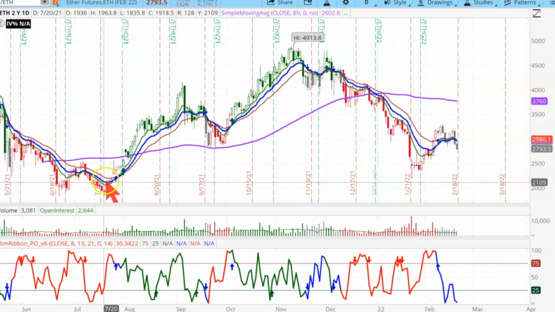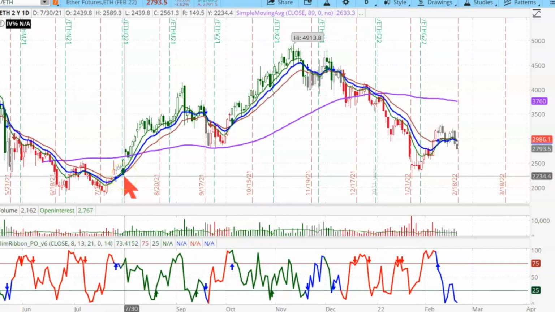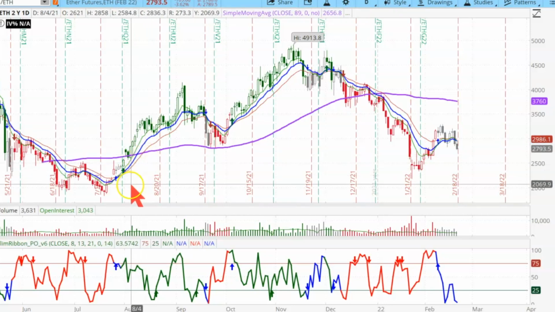The slim ribbon, if you don't have this, is an indicator that's free. You can get this by downloading it from our site for the Thinkorswim platform. It's also available on other charting platforms, Wealth 365, where you can put this on, and also TradingView. We'll be adding it to other platforms moving forward. So this is the slim ribbon.